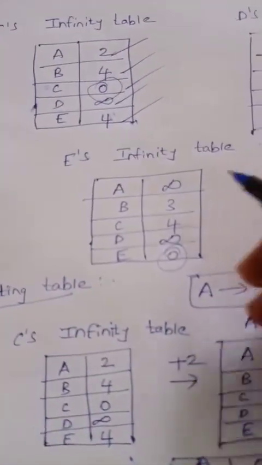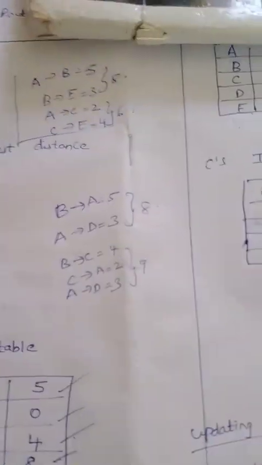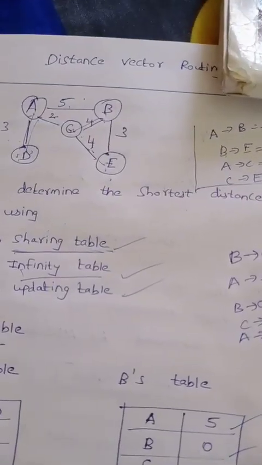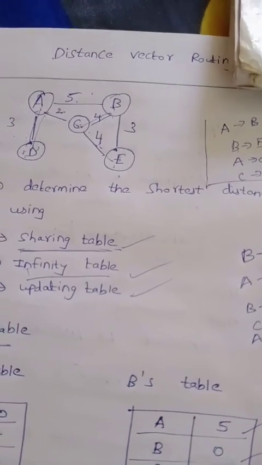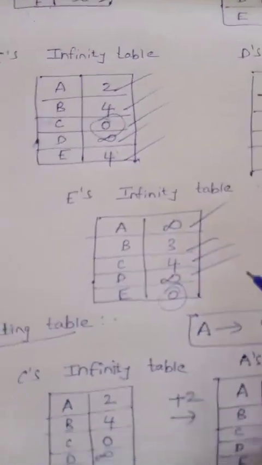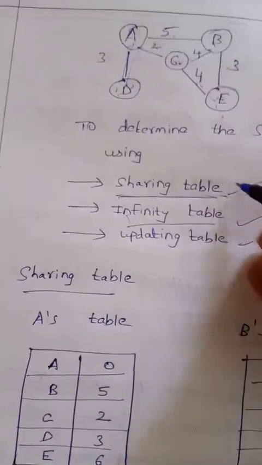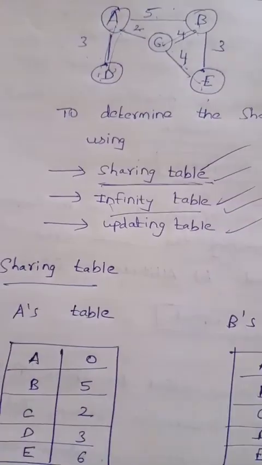Okay, and next is E's infinity table. So E to A, there is no straight path, so infinity. E to B is 3. And E to C next, E to C is 4. E to D, there is no straight path, so I am writing that as infinity. I already mentioned E to E will be 0. Now I completed both this sharing table and infinity table.